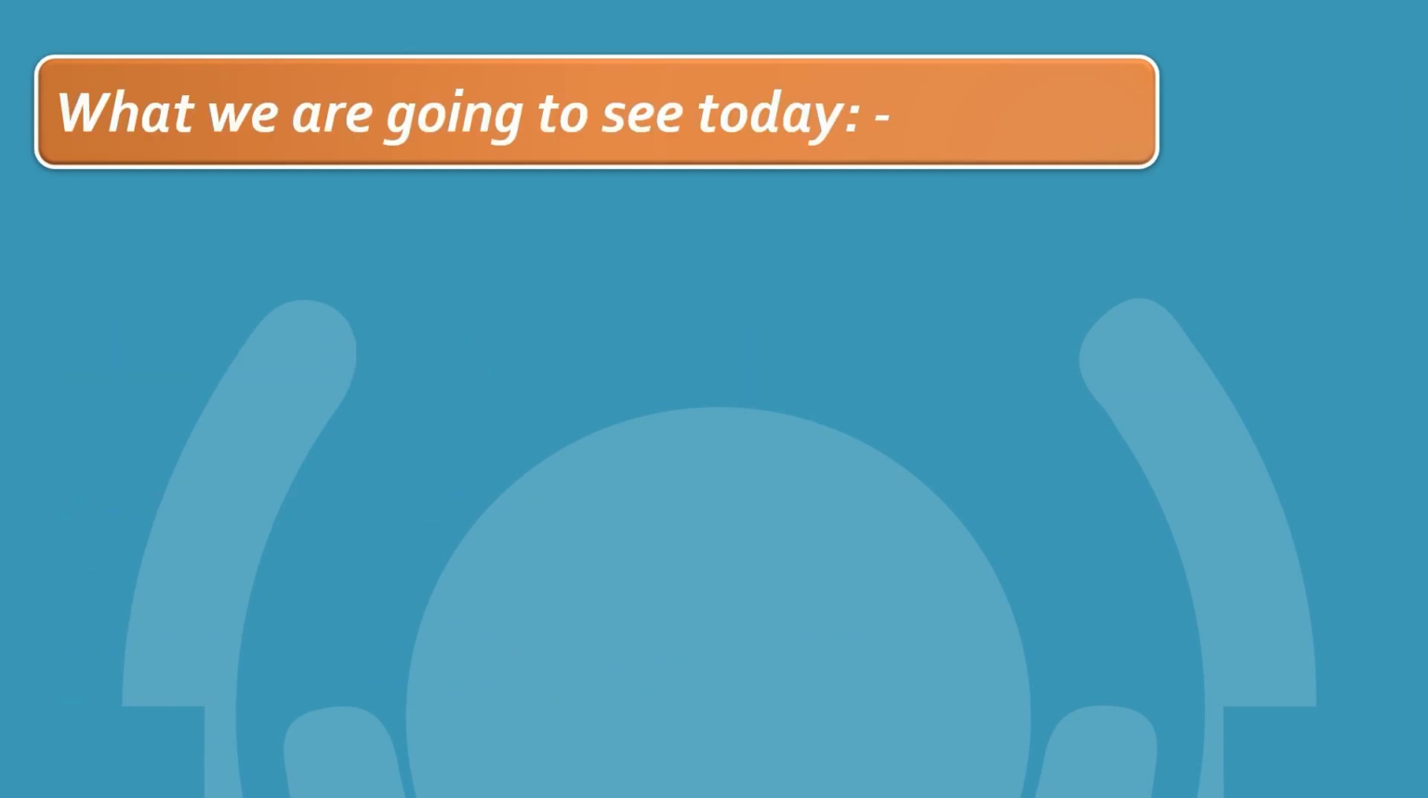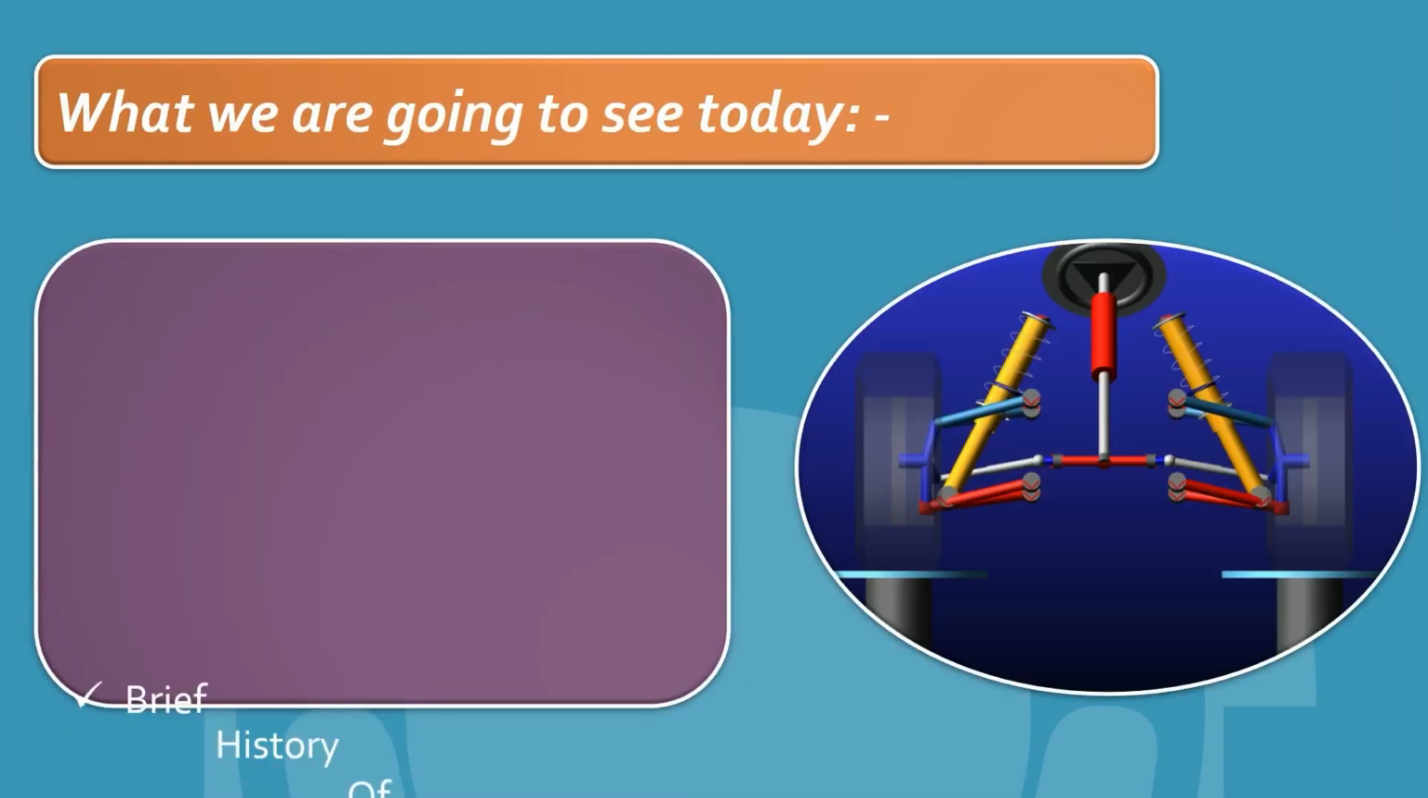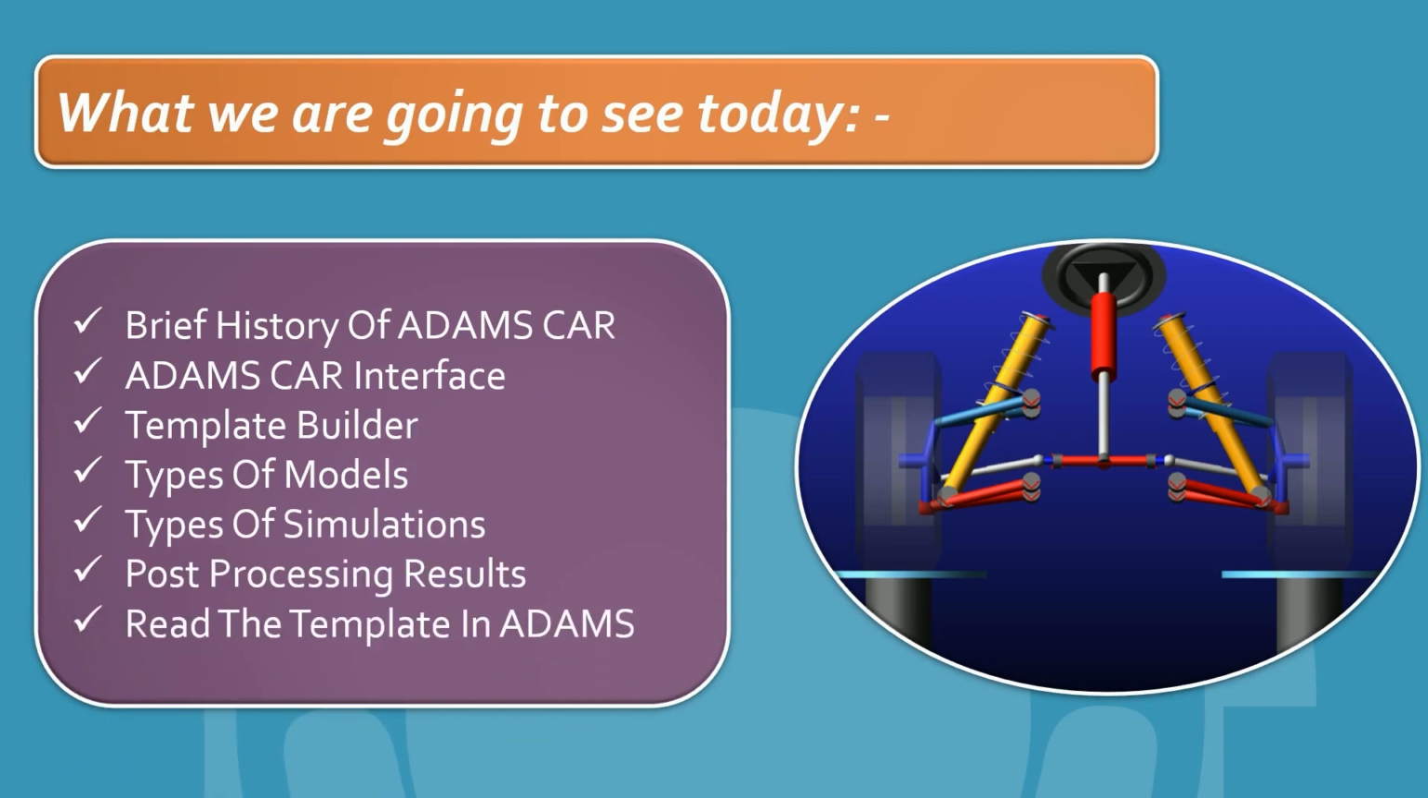What we gonna see here today? Brief history of Adam's Car. Its interface. Template builder option. Types of models. Types of simulation that we can perform. Post-processing of results. Reading the existing template in Adam's.